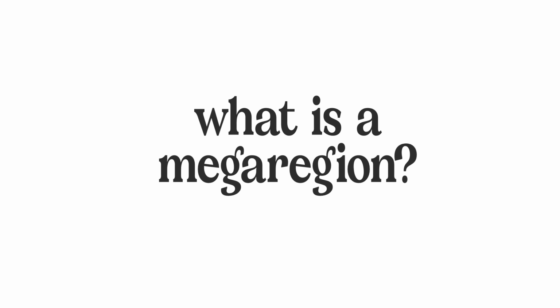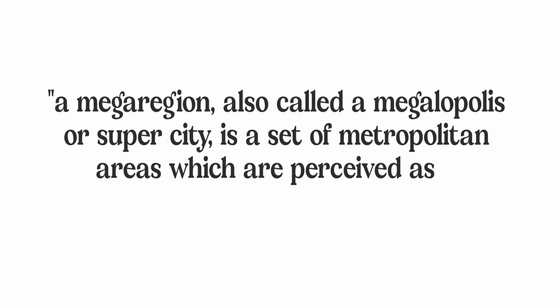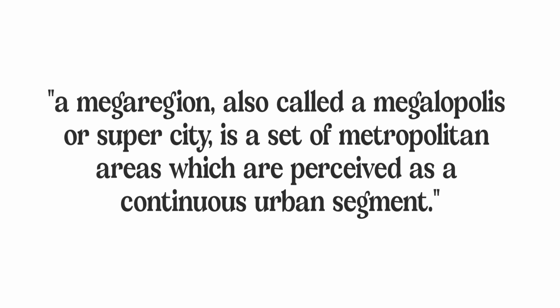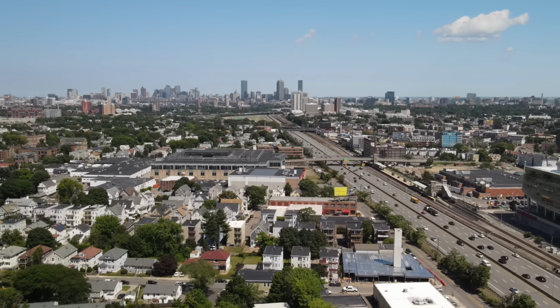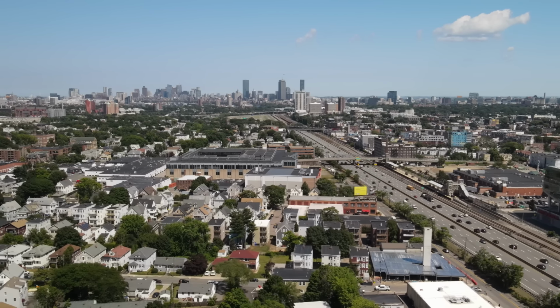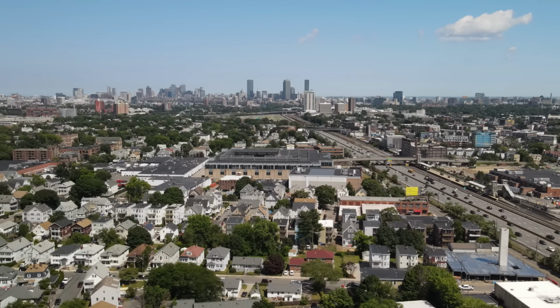First, as a reminder, what is a megaregion? A megaregion, also called a megalopolis or supercity, is a set of metropolitan areas which are perceived as a continuous urban segment because they grow so much that they reach into each other. People from each can work and or live in neighboring connected cities, and so they consequently share systems of transportation, an economy, resources, and many other things.